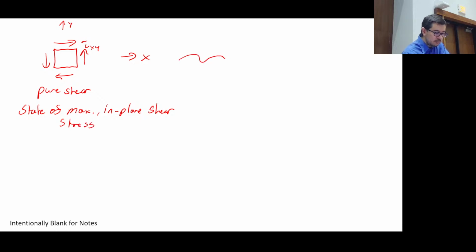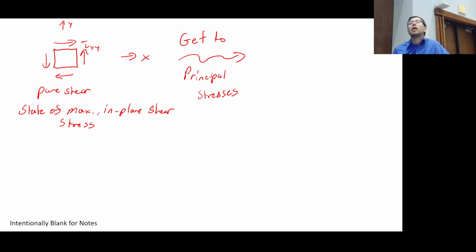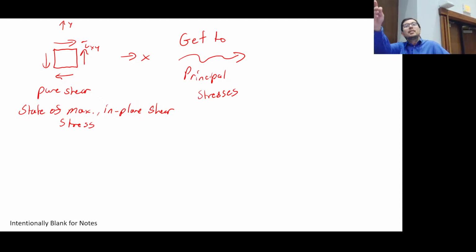How do we get to principal stresses? Any recollections? Any ideas? Any comments? Tell me what to do. Yes? You find the angle where the tau xy prime is going to be 0. Okay, so that's one way to do it.